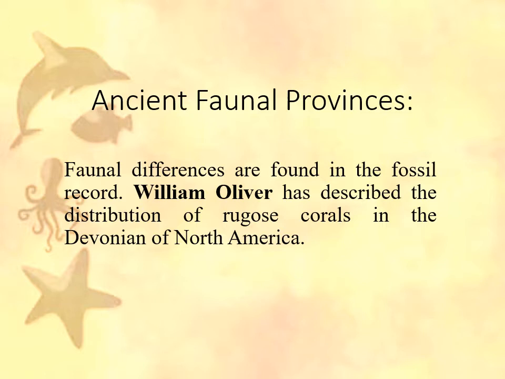William Oliver, one of the pioneer workers, was studying one type of coral, that is rugose coral, and he described the distributions of rugose corals in the Devonian of North America. While describing the distributions of rugose corals, he also found these kinds of disjunct distributions of corals. So that means these kinds of disjunct distributions of organisms also occurred in ancient times.